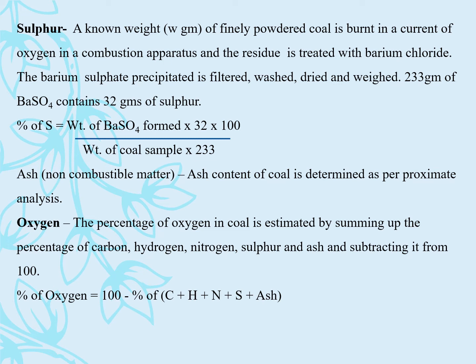Now, how to find ash? Now, ash is determined as per the proximate analysis method. Now, how to determine the percentage of oxygen? The percentage of oxygen is estimated by summing up the percentage of carbon, hydrogen, nitrogen, sulfur, and ash and subtracting it from 100. So, percentage of oxygen is equal to 100 minus the percentage of carbon, hydrogen, nitrogen, sulfur, and ash.